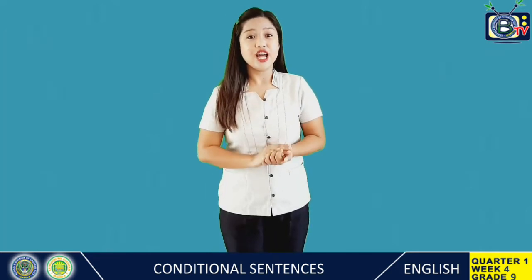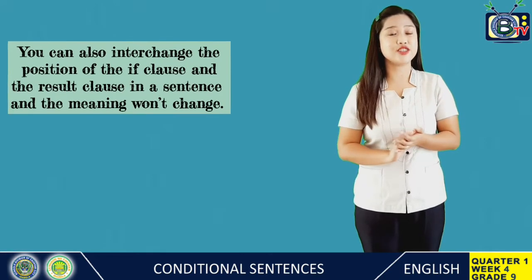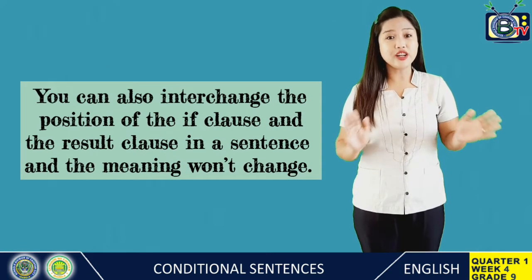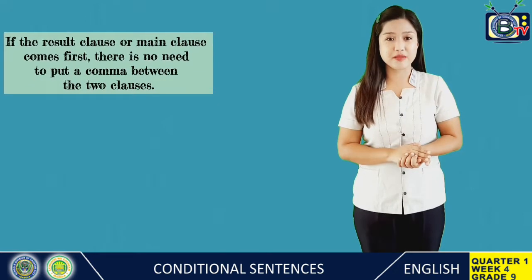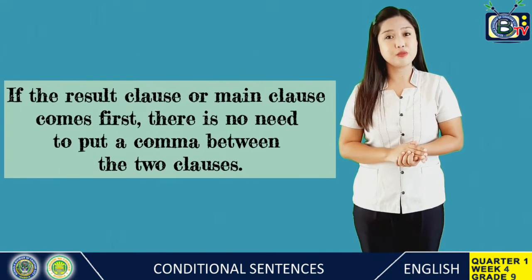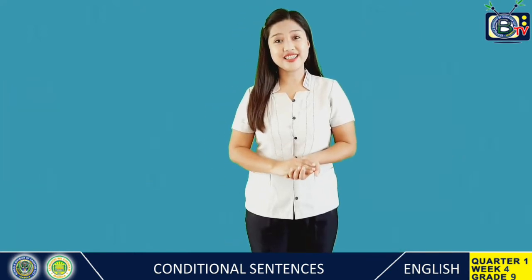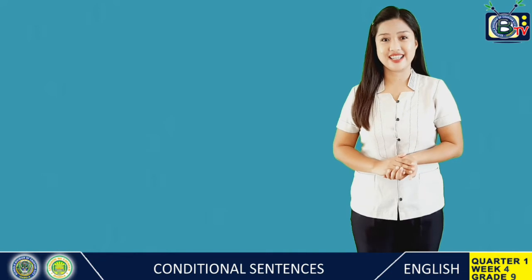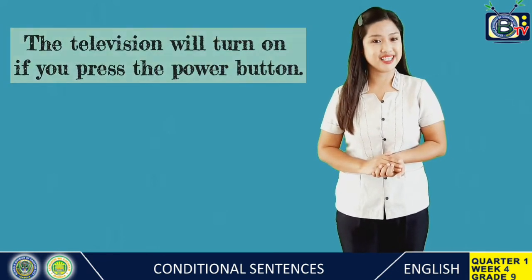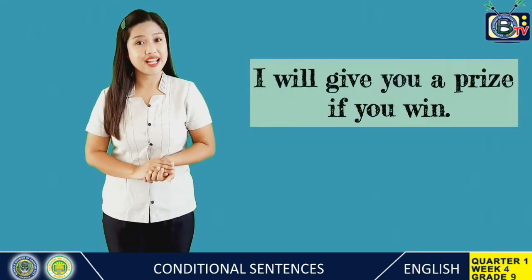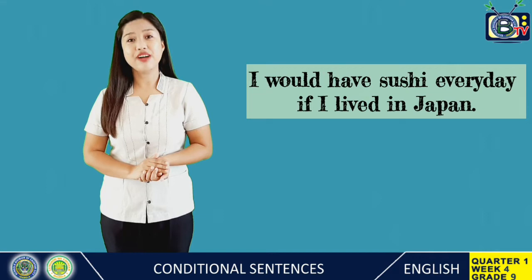Take note, you can also interchange the position of the if clause and the result clause in a sentence without changing the meaning. If the result clause or the main clause comes first, there is no need to put a comma between the two clauses. Just like the following sentences. The television will turn on if you press the power button. I will give you a prize if you win. I would have sushi every day if I lived in Japan.